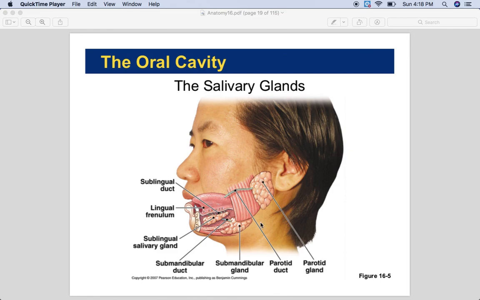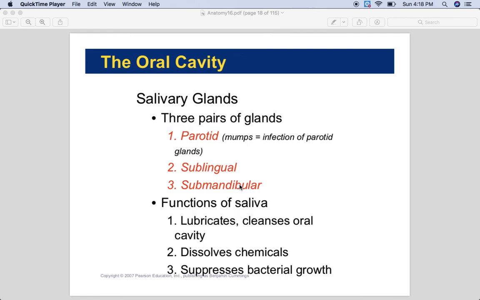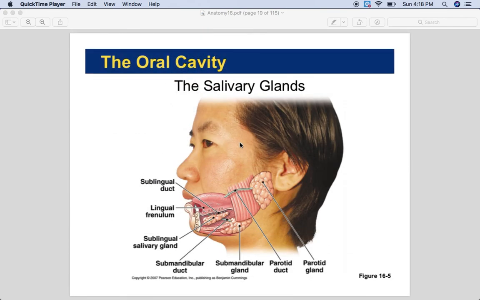Now, these parotid glands can become infected, and an infection of the parotid glands is mumps. Well, you guys are never going to have mumps, because when you were little, at least most of you, if you were vaccinated, you had a vaccination for measles, mumps, and rubella. So you won't get that nowadays. It's kind of an old school infection that we don't get anymore.